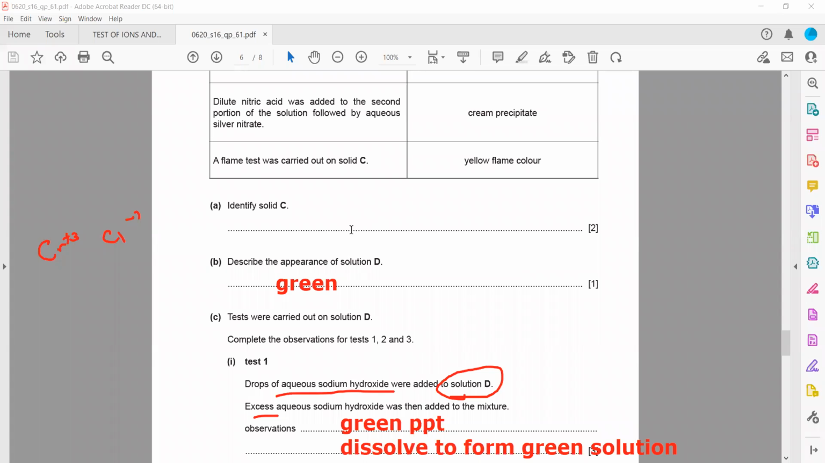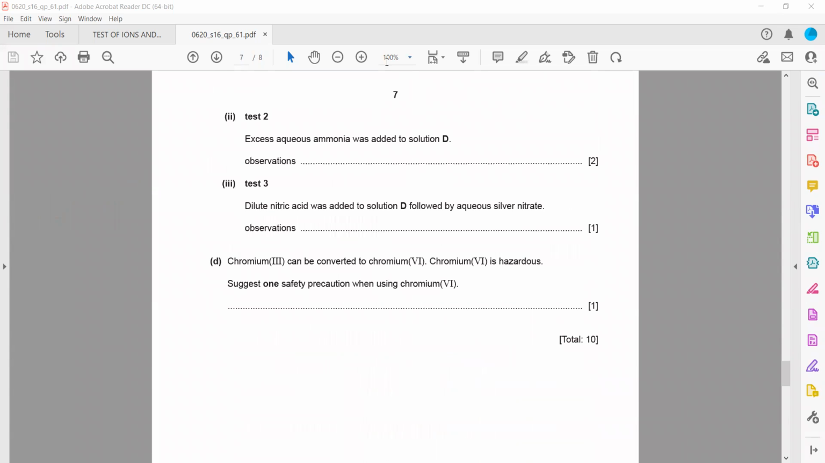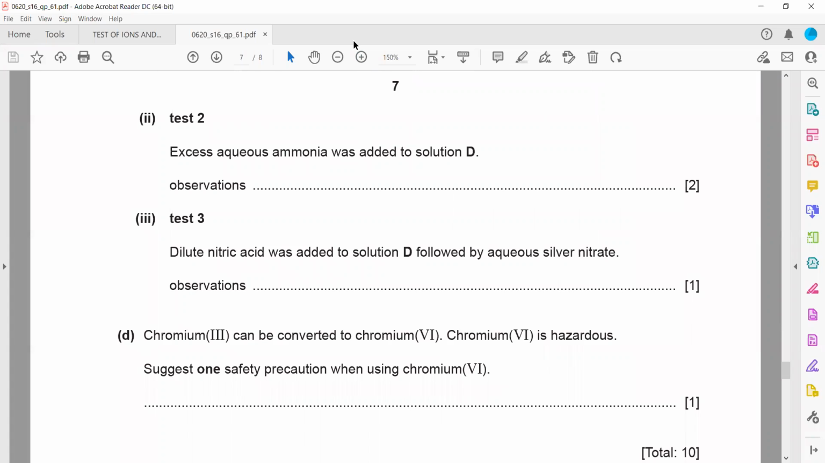And then the next one, test 2, aqueous ammonia is added. So if aqueous ammonia is added, it will be a gray-green precipitate with chromium. Then nitric acid followed by silver nitrate, and there's a chloride ion. So if it's a chloride ion, what is the observation? What is the appearance? It will give a white PPT.